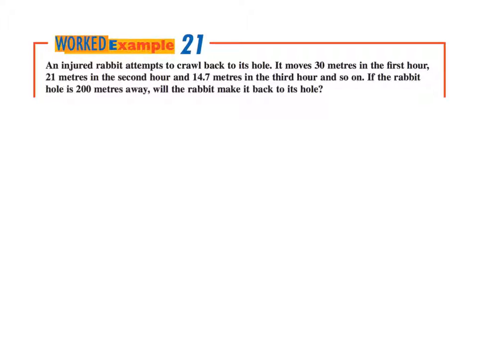Okay, now to approach this problem, we can have a look at the number of meters that have been traveled in the first, second, and third hour. We can consider these as our terms. So if we write down all the information we have, the first term is obviously 30 meters, the second term is 21, and the third term is 14.7.